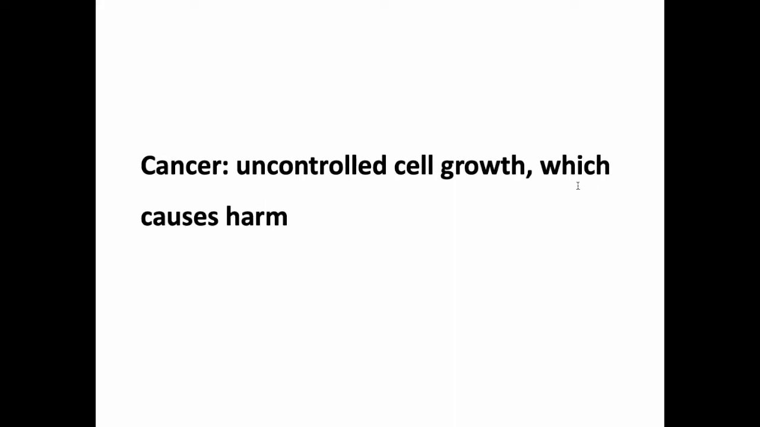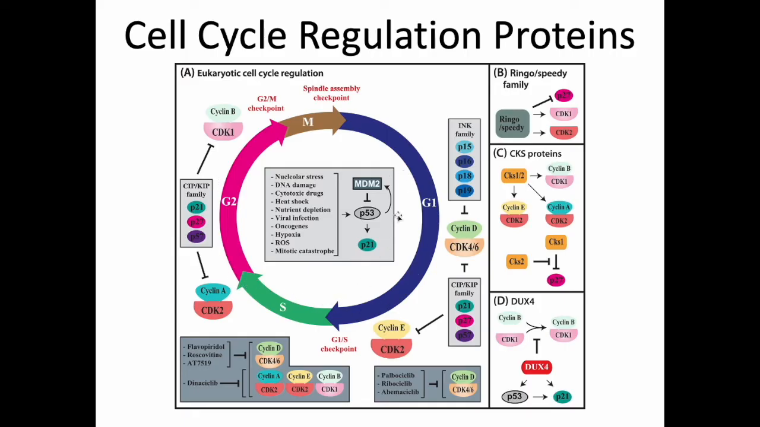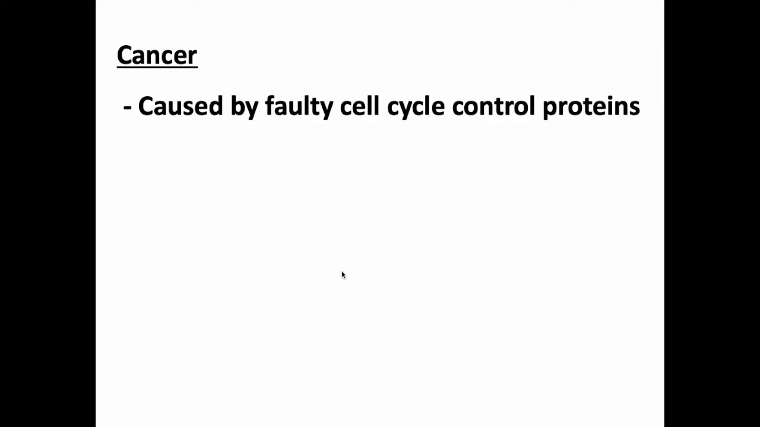And it's not difficult to cause harm. It's pretty easy for uncontrollably growing cells to cause harm to the nearby tissues, nearby organs. Usually uncontrolled cell growth leads to harm to the surrounding stuff. So cancer, this uncontrolled harmful cell growth, is caused by failures of all the stuff that we talked about at the end of the previous recorded lecture. Cancer is caused by faulty cell cycle control proteins, any of the proteins involved in these checkpoints, these regulation mechanisms, not doing what they are supposed to do.